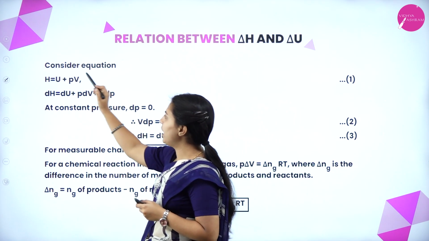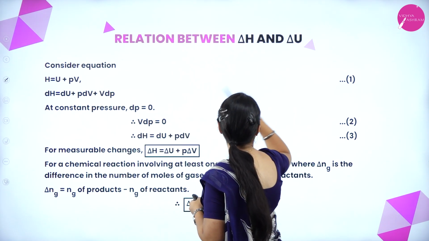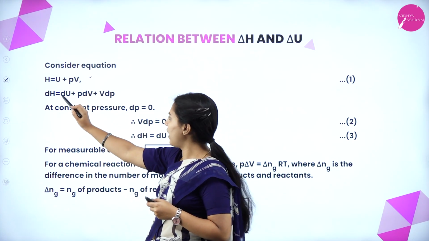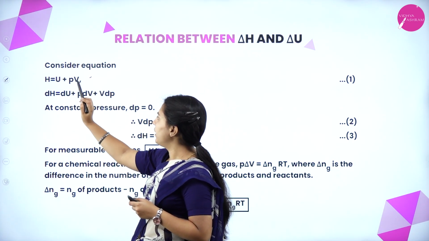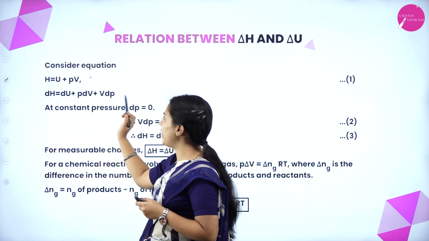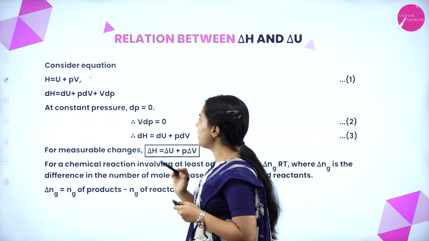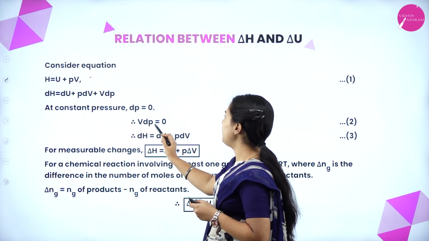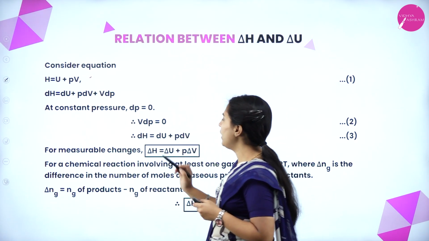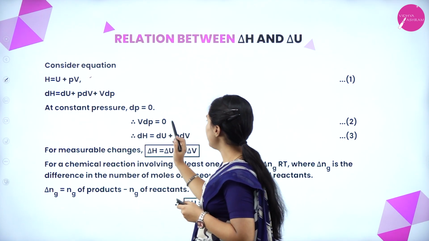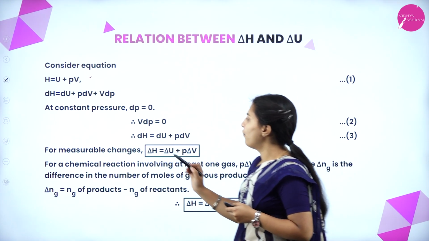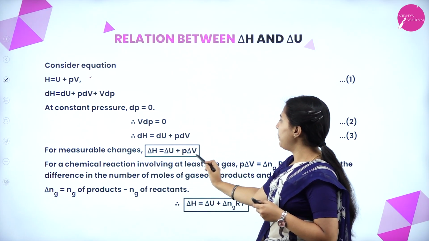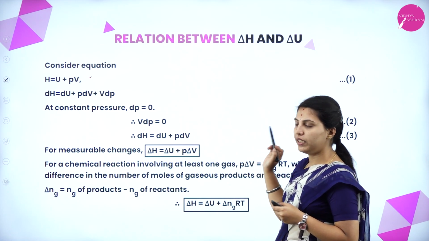Consider the equation H equal to U plus PV as equation 1. This is enthalpy, and with the changes, they have written delta H equal to delta U plus PdV plus VdP. At constant pressure, that is dP equal to 0, VdP equal to 0, what will happen? Delta H equal to delta U plus PdV will happen. Correct? For measurable changes, delta H equal to delta U plus P delta V will be the equation.